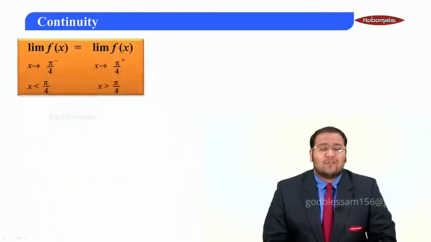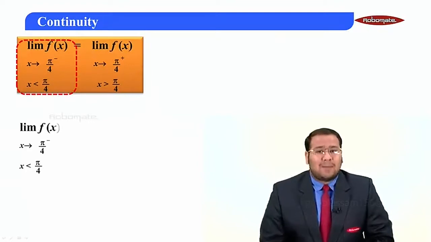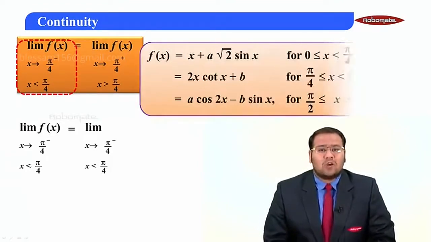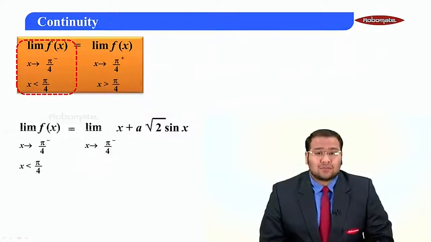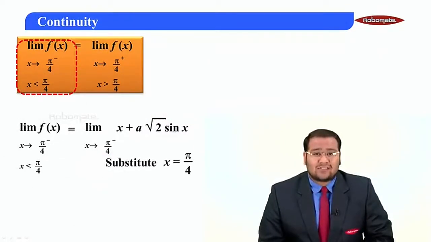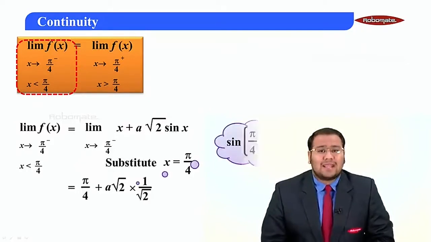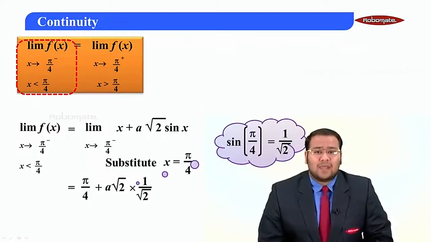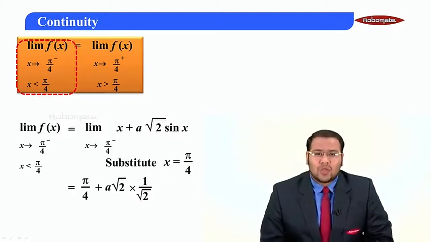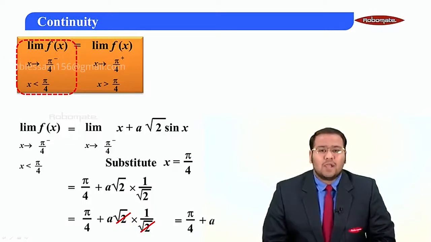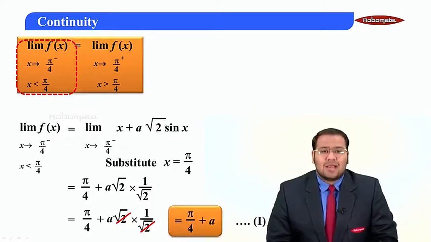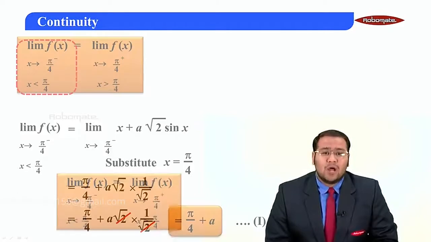In this case, for x tending towards pi by 4 minus, from the question the equation is x plus a root 2 sin x. Substitute x as pi by 4. Then the value would be pi by 4 plus a root 2 into sine of pi by 4. We know sine of pi by 4 is 1 by root 2. So the root 2 is getting cancelled and hence your equation would be pi by 4 plus a. Let's call it equation number 1.